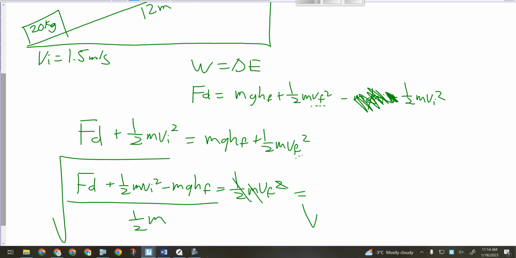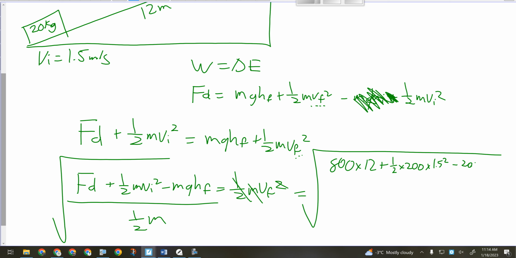Okay, so what I'm going to have in total here is 800 times 12 plus 1/2 times 200 times 1.5 squared minus 200 times 9.81 times 4, divided by 100, half of 200. Okay, and then I'll square root the whole thing. Everybody with me there? Or sorry, 10, not 200. 10 is 20 kilograms.